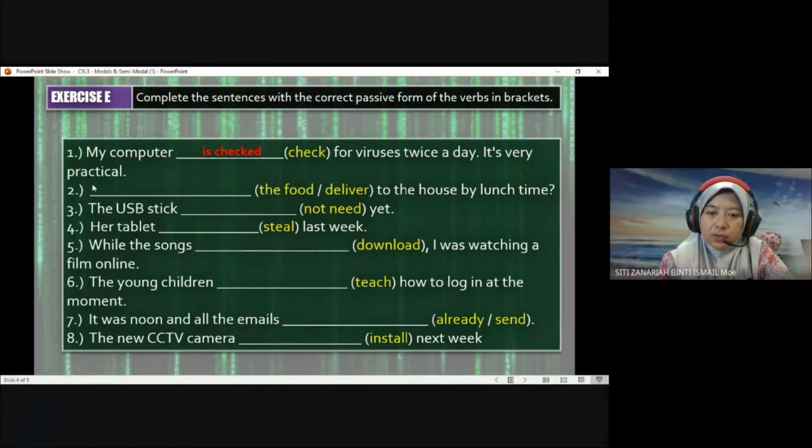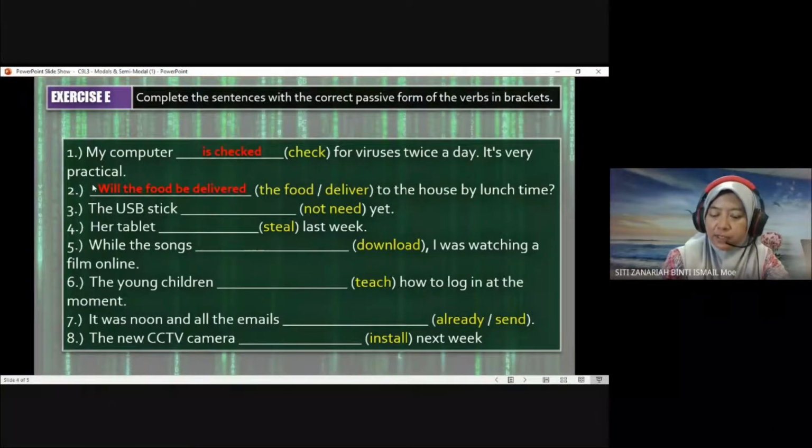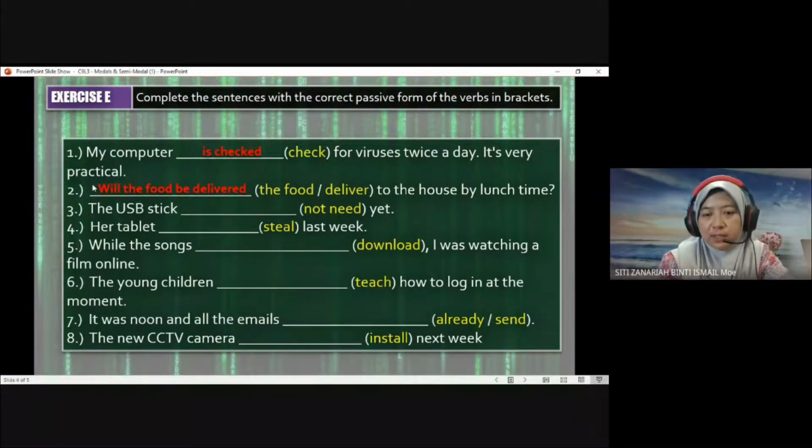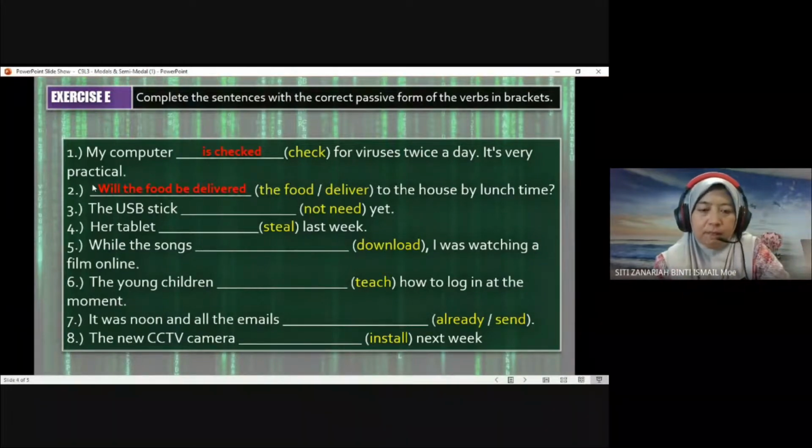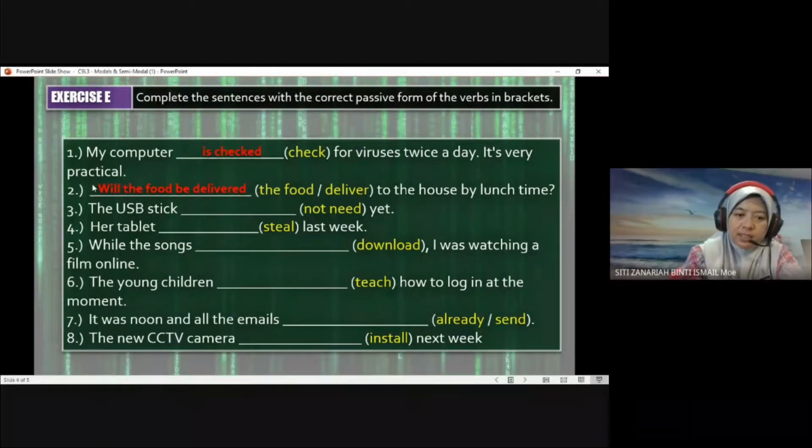Okay, question number 2. Since this is a question: to the house by lunchtime. Will the food be delivered to the house by lunchtime? We are expecting the things to happen, so you use a future tense question. Will the food be delivered to the house by lunchtime? Now I want you to answer question number 1 until question number 8. Please write in your grammar exercise book.